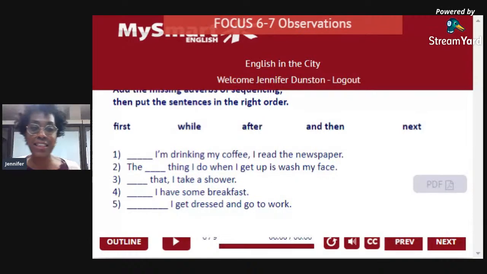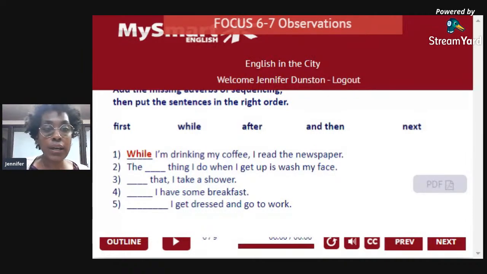While, very good, Elena, thank you very much. While I'm drinking my coffee, I read the newspaper, which shows that you're drinking your coffee and reading the newspaper at the same time. It's something that's happening simultaneously. Let's take a look at number 2.